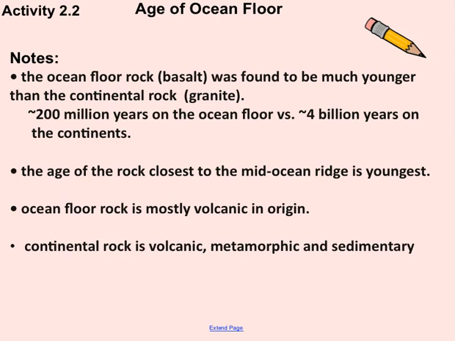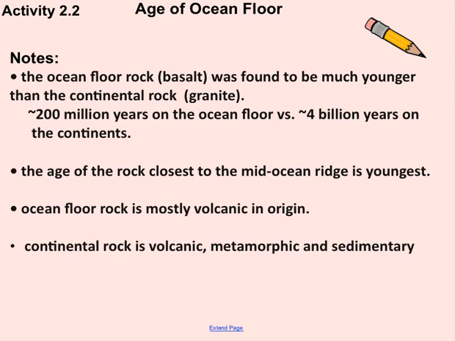The ocean floor rock is mainly basalt, and basalt is really a dense rock. And it was found to be much younger than the continental rock, which is granite. Approximately 200 million years on the ocean floor versus scientists or geologists think they have found rocks that are about 4 billion years on the continents. So the oceanic floor is much, much younger. And we're going to talk about why that is later when we talk about convection currents.